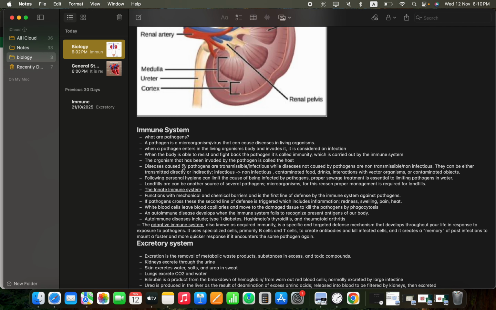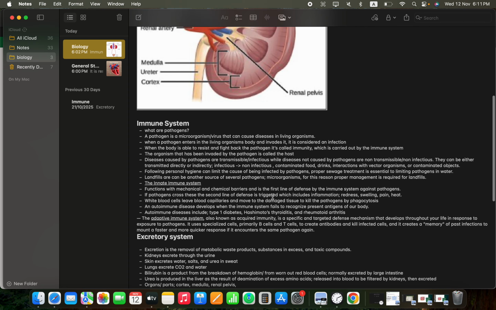Diseases that are caused by pathogens are either transmissible or non-transmissible, meaning they can either be passed on to people you come near or they can't. They can be passed on directly or indirectly, from an infectious person to a non-infectious person through contaminated foods, drinks, interactions with other vector organisms, or contaminated objects. To prevent this, we should follow personal hygiene, which can limit the chance of being infected by pathogens. Proper sewage treatment is also essential to limiting pathogens in water.